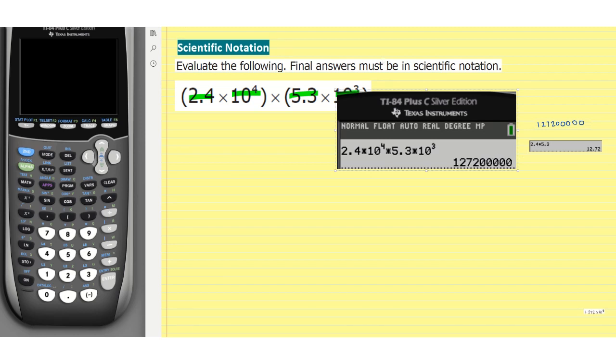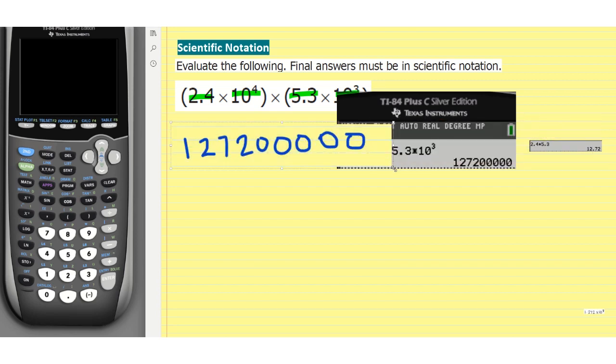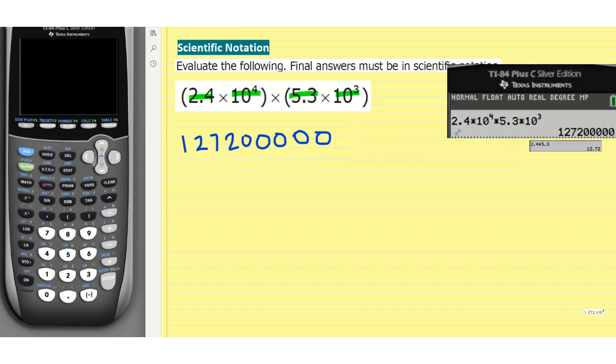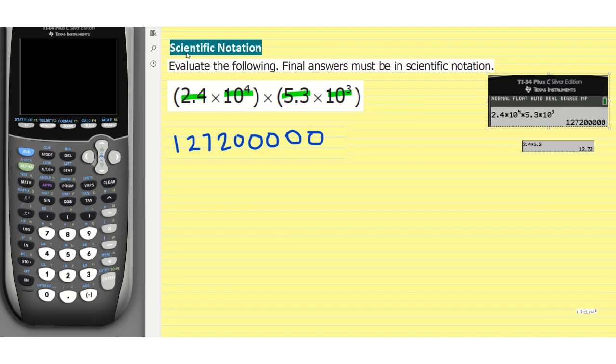127200000. And of course, it looks like this when I write it down. How would I go about converting that back to scientific notation? I have to remember that the decimal is always at the end of a number. There's actually an invisible decimal point at the end of your number. So we have to move this decimal place to the position where there's only one number in the whole number position. I want my decimal to go right there, 1 point something.